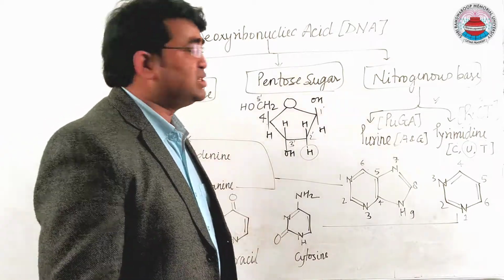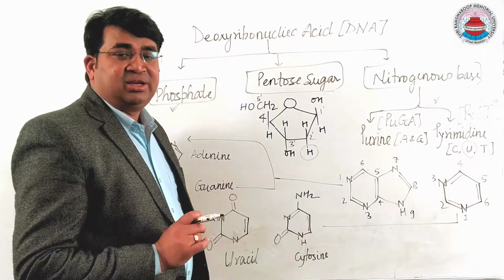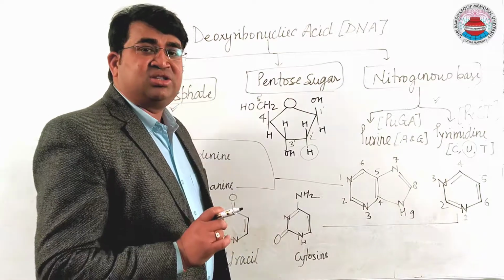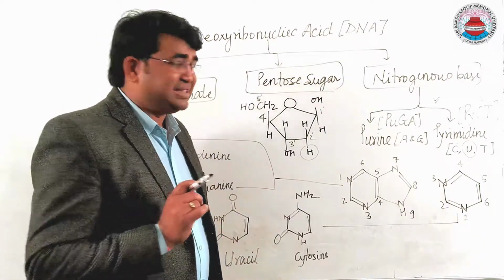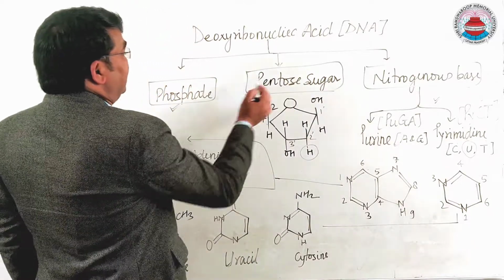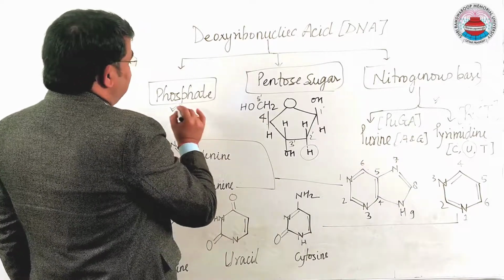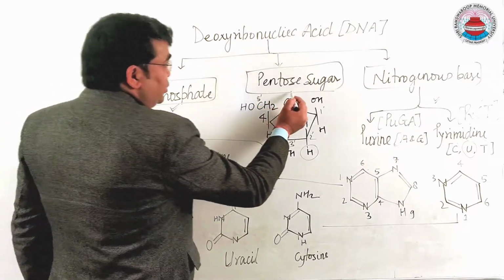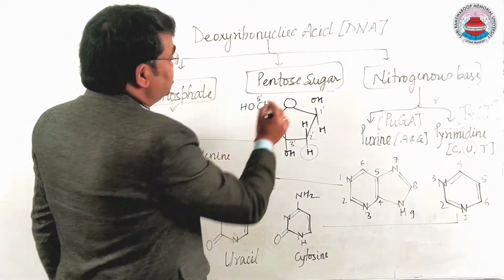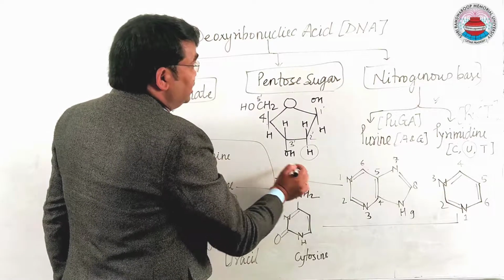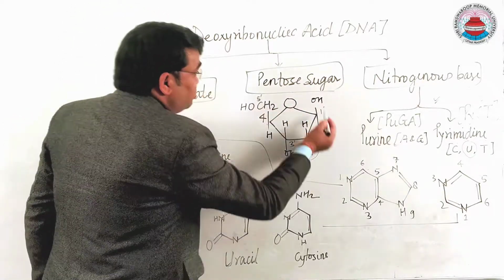Today we will be discussing the chemical composition of DNA. DNA is deoxyribonucleic acid. Now DNA has three chemical components: phosphate group, pentose sugar, and nitrogenous base. Now the pentose sugar is deoxyribose sugar, and this is the structure of deoxyribose sugar.